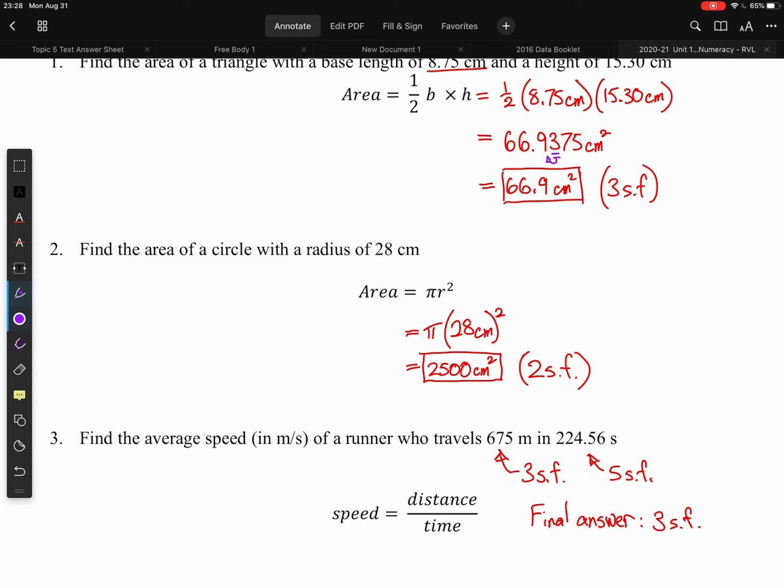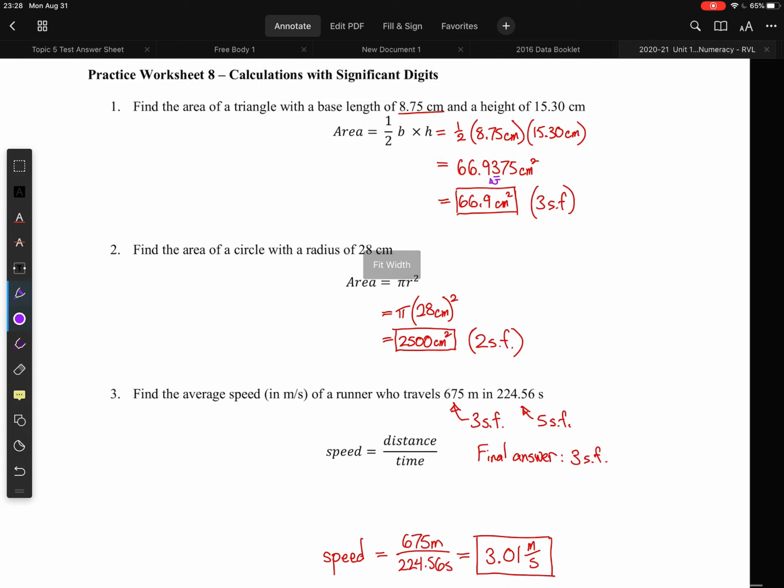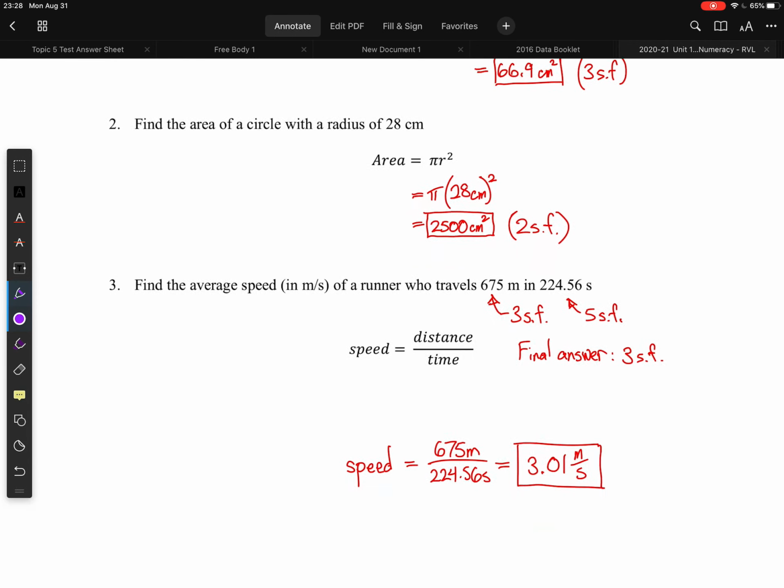Okay, so find the area of a circle with a radius of 28 centimeters. I plugged those values into my calculator, and I did not show the calculator output, but it was surely not 2,500. I've just rounded it right off because I'm in a hurry, or I was in a hurry.